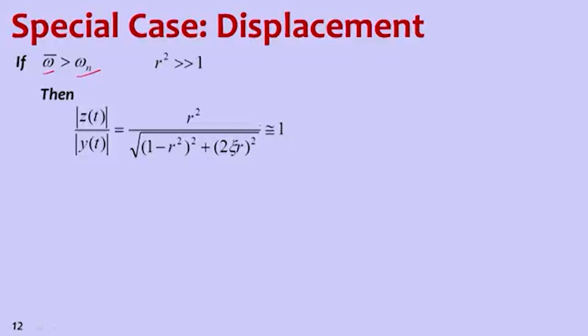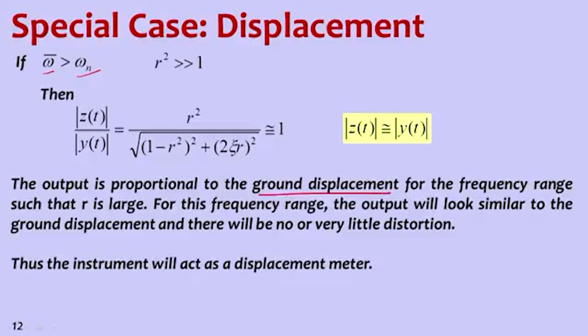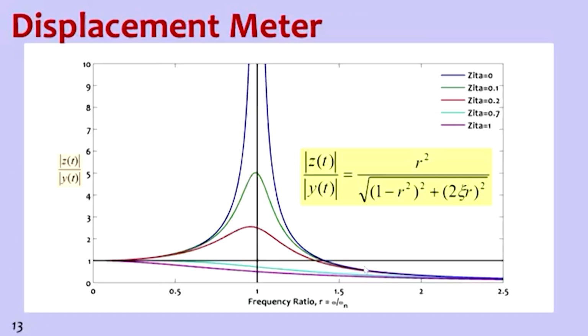That means for higher excitation frequencies, whatever relative displacement we are measuring is equal to ground displacement. So the output is proportional to ground displacement for the frequency range such that r is large. For this frequency range, the output will look similar to ground displacement and there will be no or very little distortion. So the instrument is called a displacement meter. So this is a displacement meter. z by y is equal to 1, so z is equal to y.